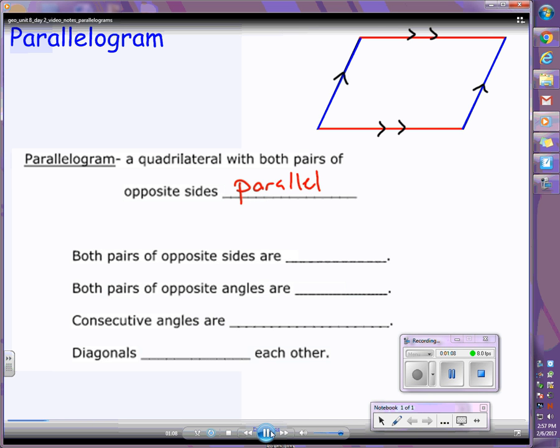The next statement reads, both pairs of opposite sides are congruent. Congruent again means same size. So we indicate congruent on a picture by using tally marks. So the two blue sides are congruent, and then the two red sides are also going to be congruent.